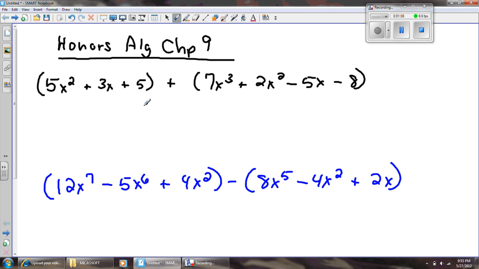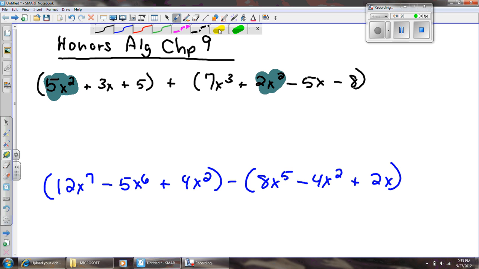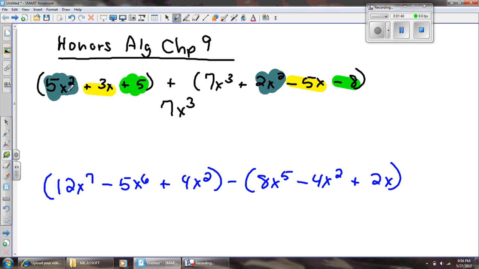To add these, we're going to combine the like terms. So I'm going to get out some highlighters here. It looks like I've got some x squareds here and some x squareds there, plain old x with plain old x, and then I also have constants with constants. Now I notice that there's only one term that's x cubed, so I'll just bring it down. That one's highlighted in the bluish color.